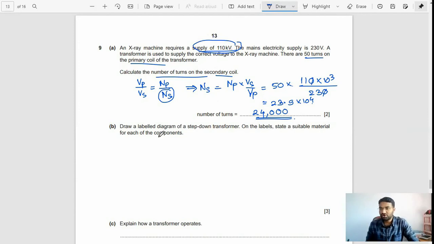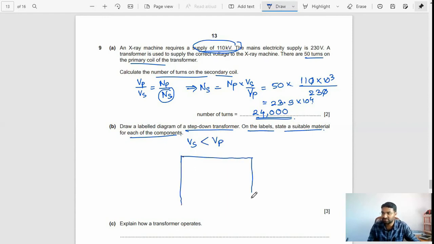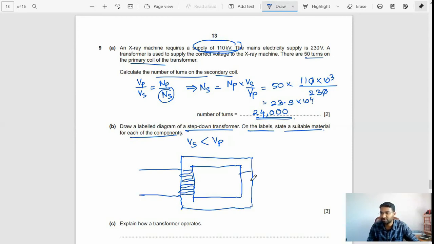Okay, now label the diagram of a step down transformer. On the label, state the suitable material for each component. So here you have to draw just a step down transformer. Step down transformer means the output voltage Vs is less than Vp. So let's say this is the transformer, having a primary coil and a secondary coil. You can see here, more turns on the primary coil and fewer turns on the secondary coil will make it look like a step down transformer. That is what you have to show here.